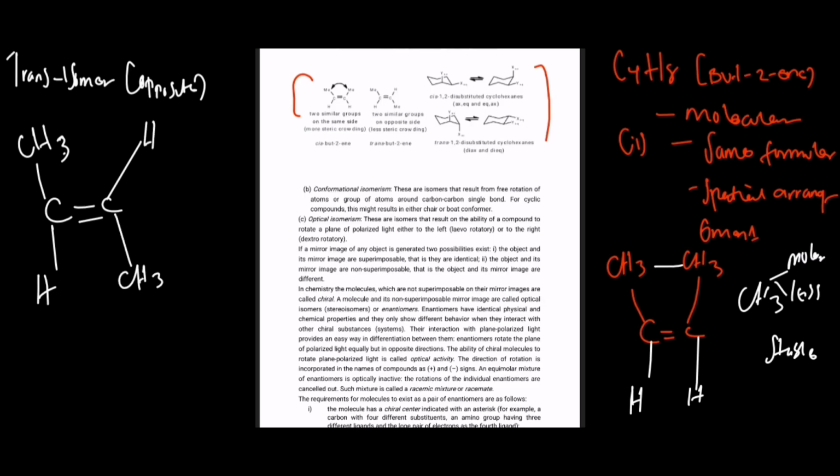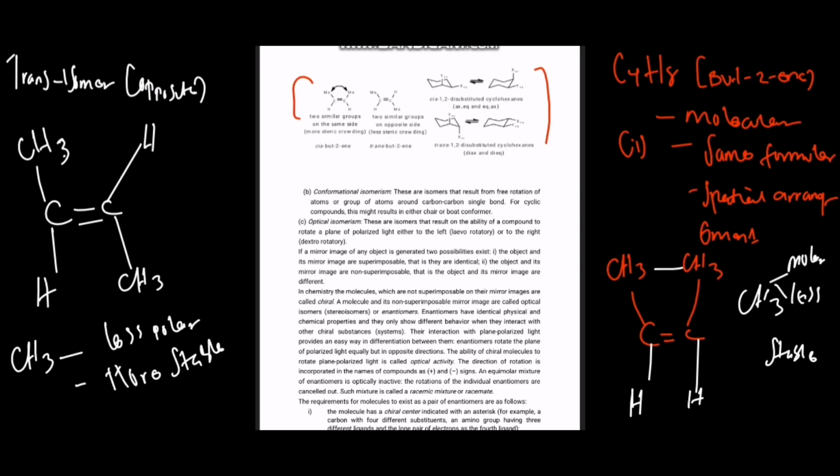Yes, and since the methyl groups are on opposite sides, they are less polar. And since they are less polar, they are more stable. This is one of the characteristic features of the trans isomer. Now let's move to the second type of stereoisomerism, which is conformational isomerism.